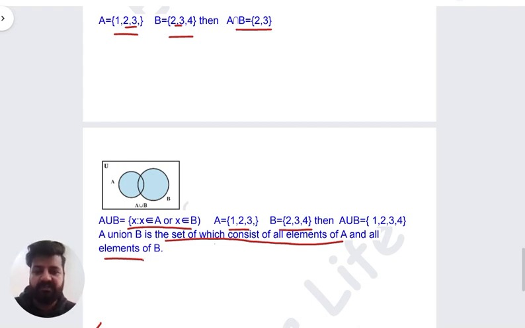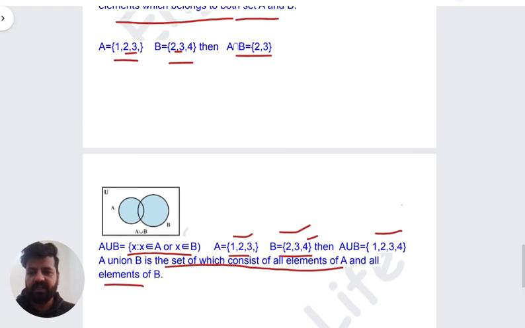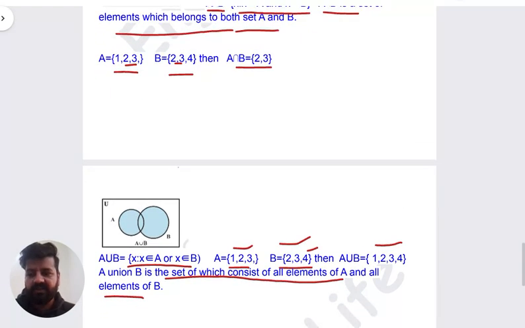Here we can see the elements of A were 1, 2 and 3 and elements of set B were 2, 3 and 4. Then A union B will contain all these elements. It will contain 1, it will contain 2, it will contain 3. As 2 and 3 are already included, we will leave them and we will write 4. So the elements of A union B will be 1, 2, 3, 4. Okay, A union B is done, and A union B is represented by this area.